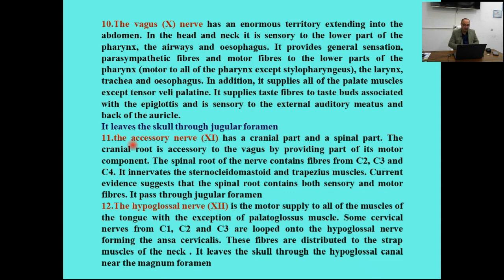The 12th cranial nerve is the hypoglossal nerve. It is motor to all of the muscles of the tongue with the exception of the palatoglossus muscle. Some cervical nerves from the cervical 1, 2, 3 spinal nerves are looped onto the hypoglossal nerve, forming the ansa cervicalis, and these fibers are distributed to the strap muscles of the neck, and it leaves the skull through the hypoglossal canal near the foramen magnum.